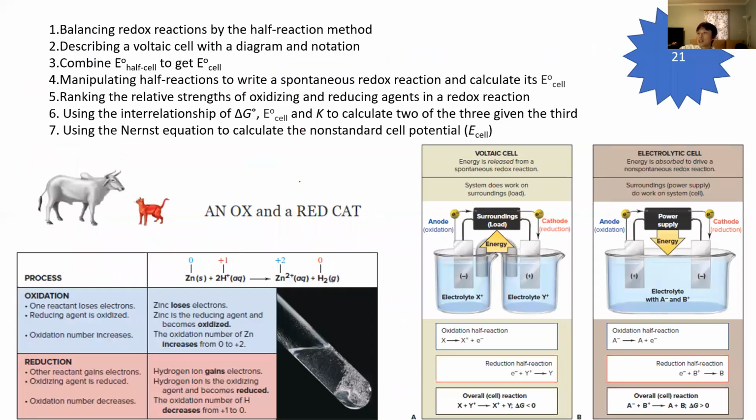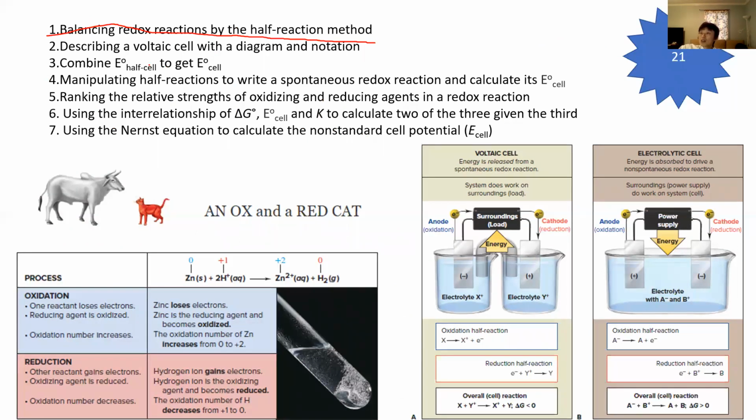So the last chapter is electrochemistry. We did a lab on this chapter also. First we talked about how to balance redox reactions using the half-cell method. Make sure you know how to do that, because there's going to be a problem on the exam, and we're going to go over an example of this.